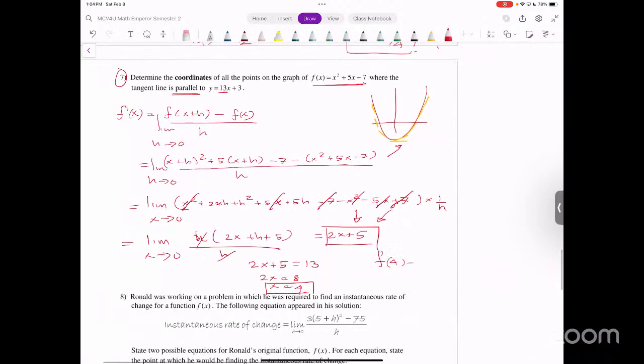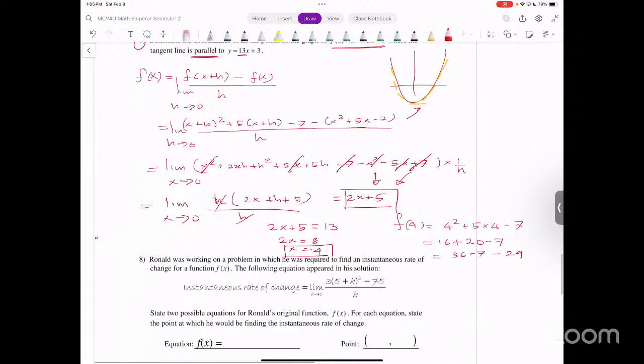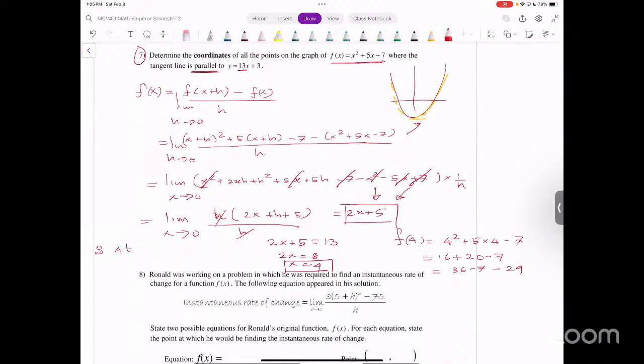If x is 4, we can find the other point, y. f(4) is equal to 4 squared plus 5 times 4 minus 7, which is 29. Therefore, at the point (4, 29), the tangent to f(x) equal to x squared plus 5x minus 7 will be parallel to y is equal to 13x plus 3.